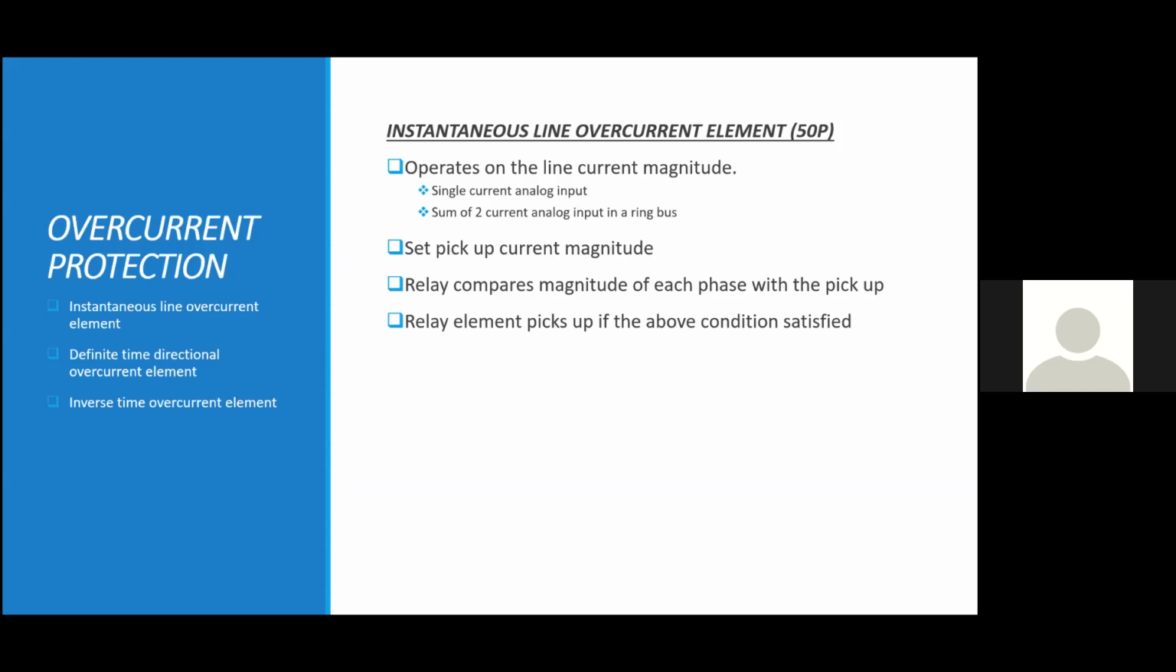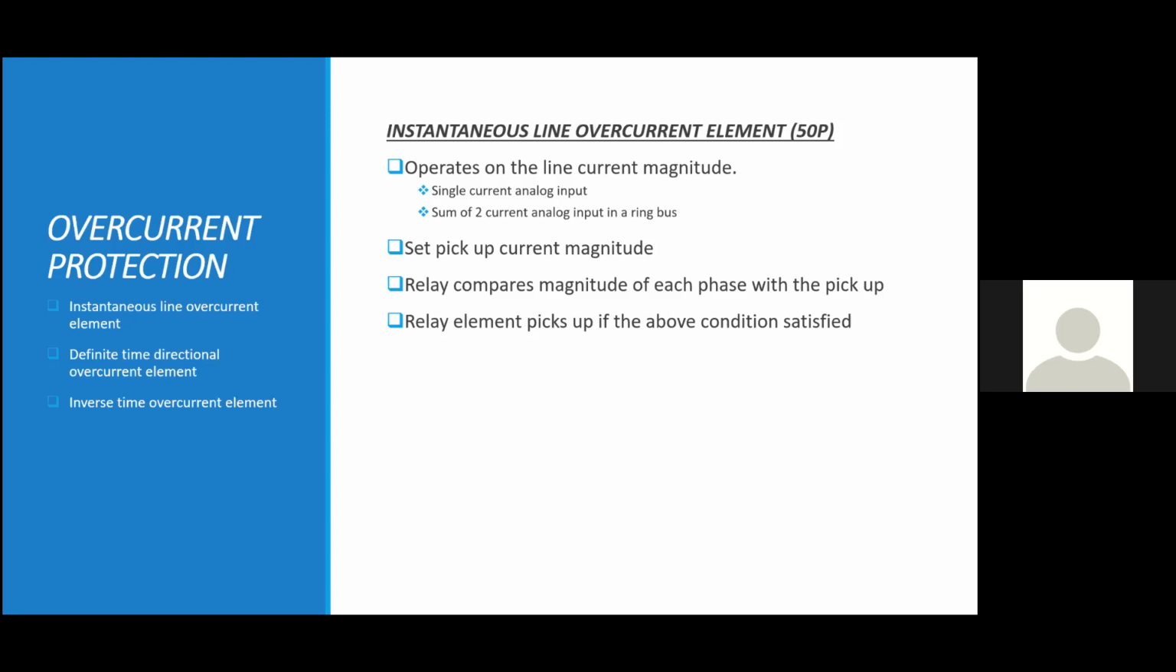All we need to do is set up a pickup value for the 50P element. So the relay compares the magnitude of each phase of the analog current with the pickup, and if this condition is satisfied, or if the relay sees the analog current magnitude higher than the pickup value, then it picks up, and you can assign that 50 element to the trip equation.